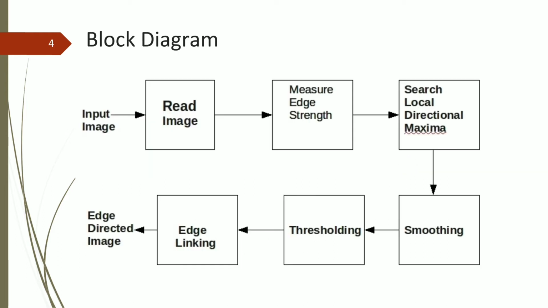Block diagram. This is the basic block diagram of edge detection. First we take the input image, then the image is read by the read image step, then it is measured at detection and performs operations, searches logical directional maxima, and then smoothing, thresholding, edge linking, and lastly the edge detected image.